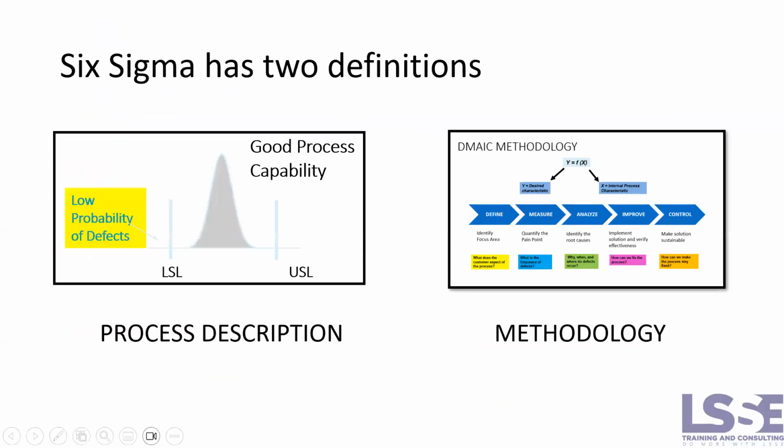Okay, so here is a high-level recap on Lean Six Sigma. Please do remember that Six Sigma has two definitions. One definition is a process description: a description of a process that's near perfect, where you would only have 3.4 defects per million opportunities. And the other definition is that it is a methodology, a step-by-step approach in order to improve your process.